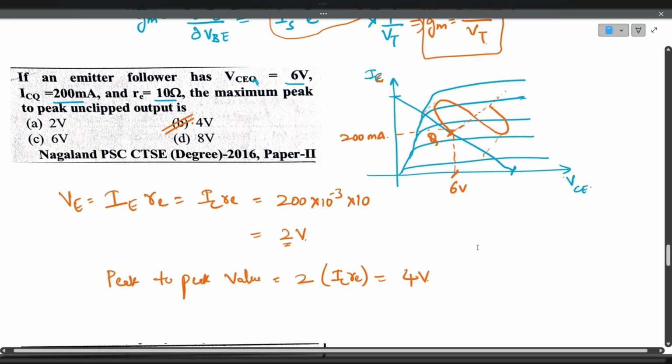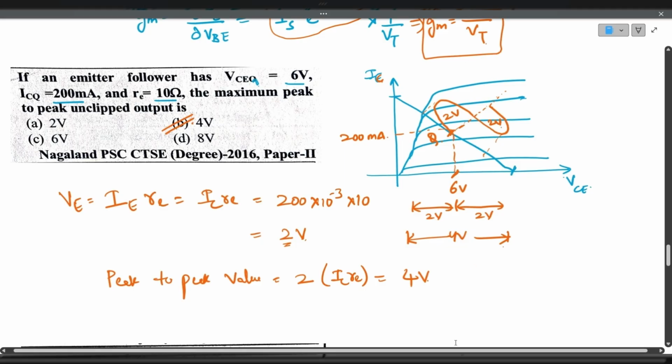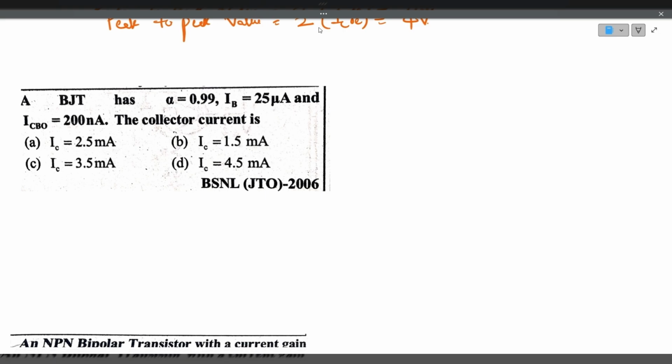Hope you understood this problem. Now it is 6 volts, VCEQ is 6 volts. So here a 2 volt variation will be there, and the positive peak is also a 2 volt variation. So the peak-to-peak value will be 4 volts. The positive peak is 2 volts and the negative peak is also 2 volts. We'll see the next question.